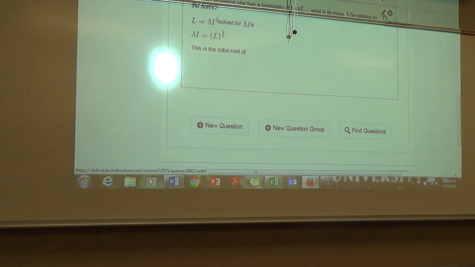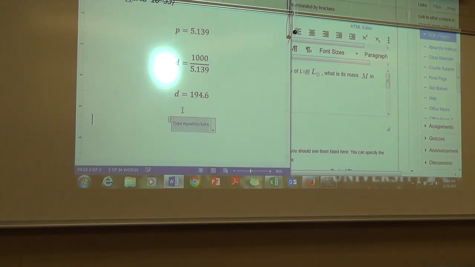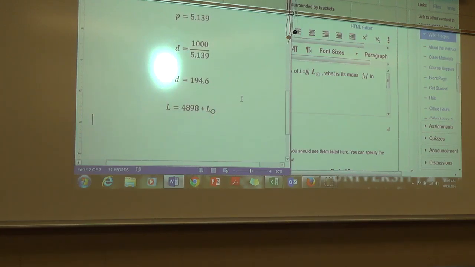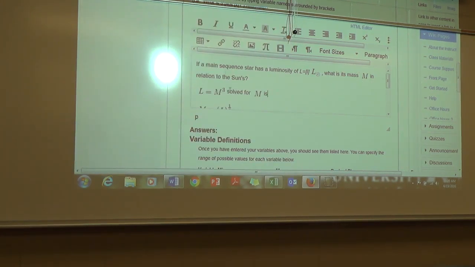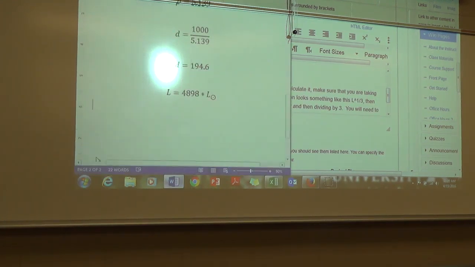So the main sequence star has luminosity of 4898 times the luminosity of our sun, right? So basically what we're saying is L for this star is 4898 times the luminosity of our sun. What is its mass, M? Well, all we need is that luminosity is mass cubed, and if we solve for mass, mass is L to the 1/3. So here's one of the reasons I have this problem in here. Mass is the luminosity to the 1/3 power.